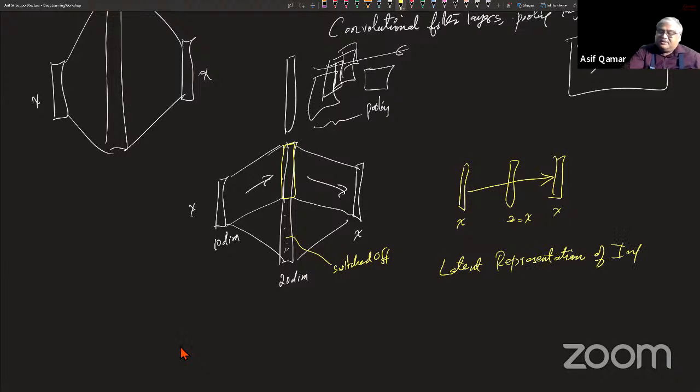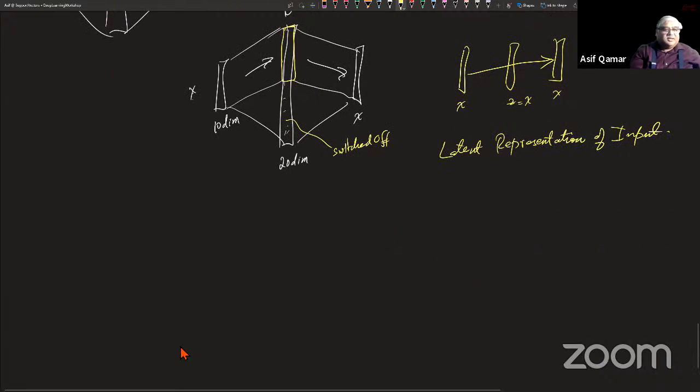Now, what does it have to do with our NLP? You'll see in a moment. There's one more kind of autoencoder I will talk about.